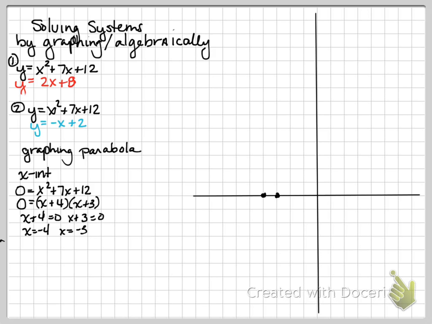Okay, let's find our y-intercept. Y-intercept is easy. Put 0 in for x, so y is going to equal 0 squared plus 7 times 0 plus 12. So y equals 12. Okay, so I'm going to go up to 12. 6, 7, 8, 9, 10, 11, 12. I'm going to put a dot there.